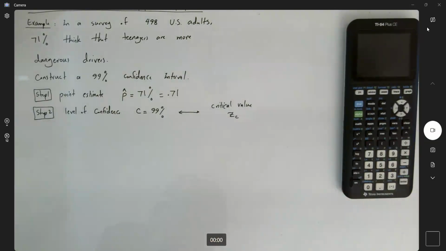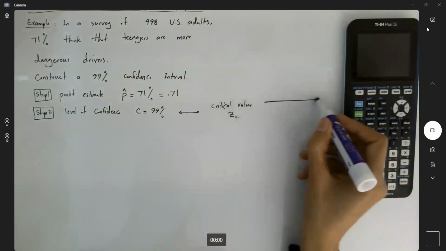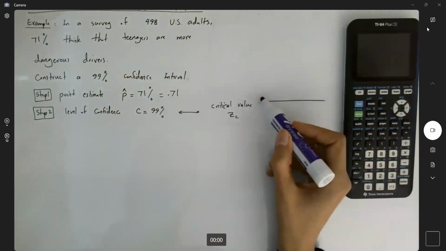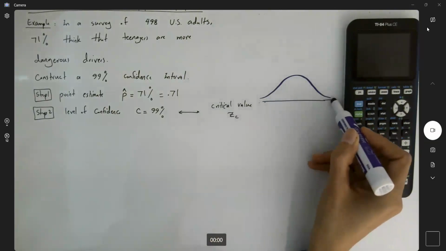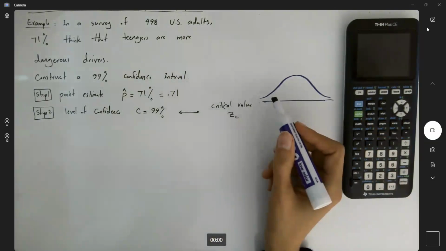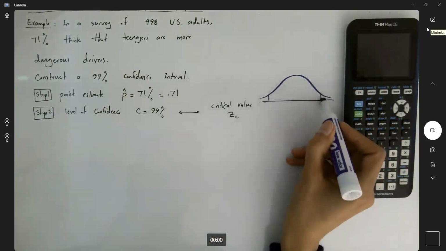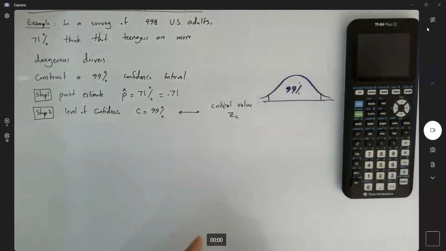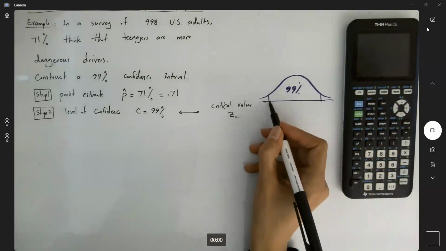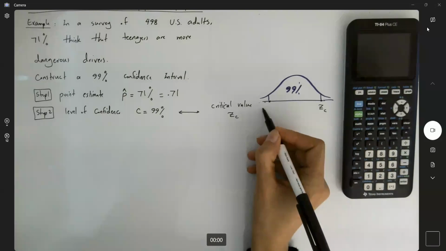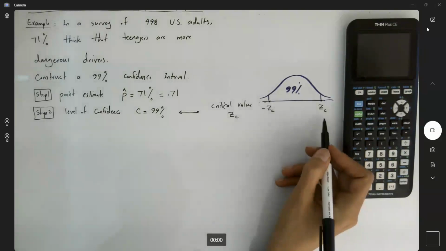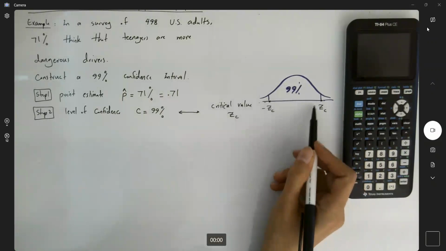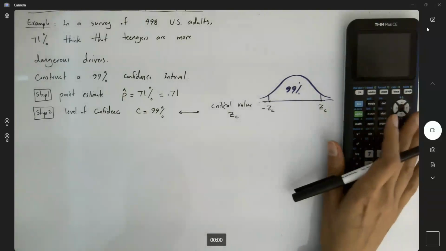Okay, we're going to use our calculator. Take a look at this. 99% of the area is given to us. So the 99% of the area is just located here. We want to know what the Z values are. One of them is positive, the other one is negative. For the next step, we're going to use the positive Z value.